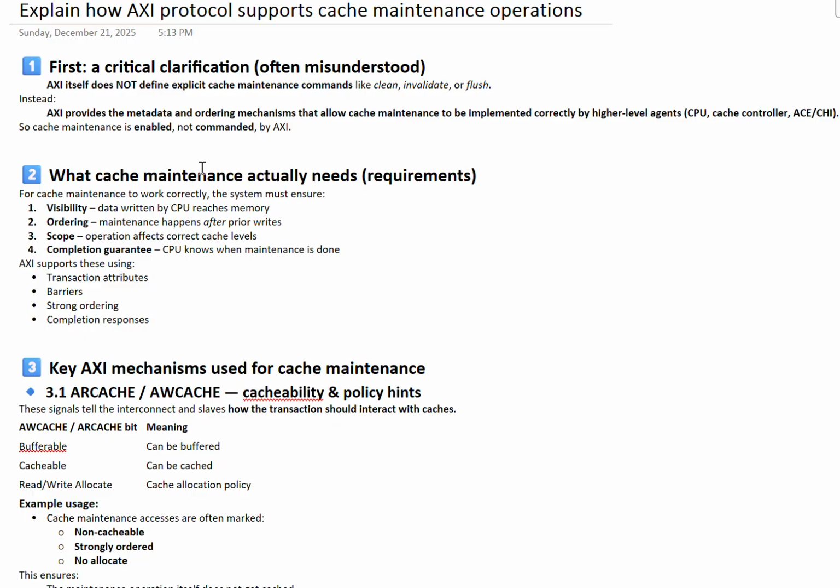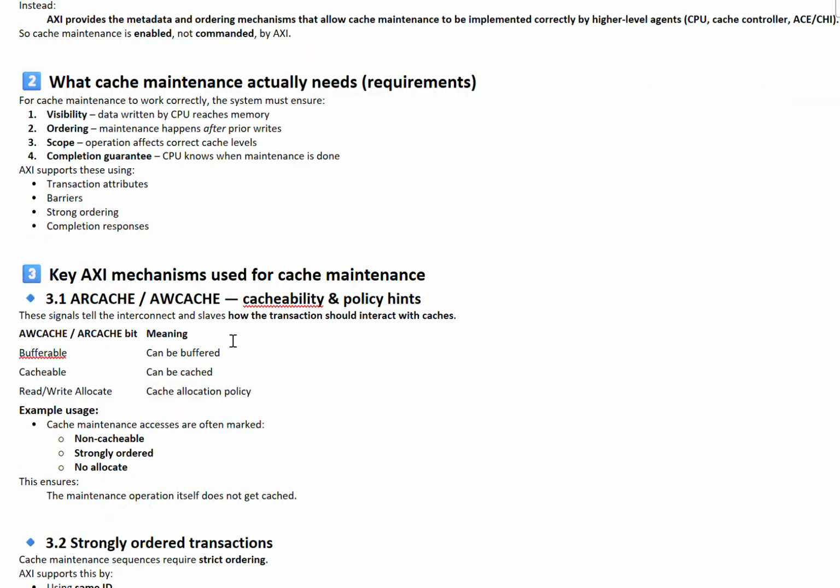So what exactly is needed in cache maintenance? What are the requirements we'll see? For cache maintenance to work correctly, the system must ensure visibility: data which is written by the CPU reaches the memory. Ordering: the maintenance happens after prior writes. Scope: the operation affects the correct cache levels. And completion guarantee: the CPU knows when the maintenance is done. AXI supports these using transaction attributes and barriers, strong ordering and completion responses.